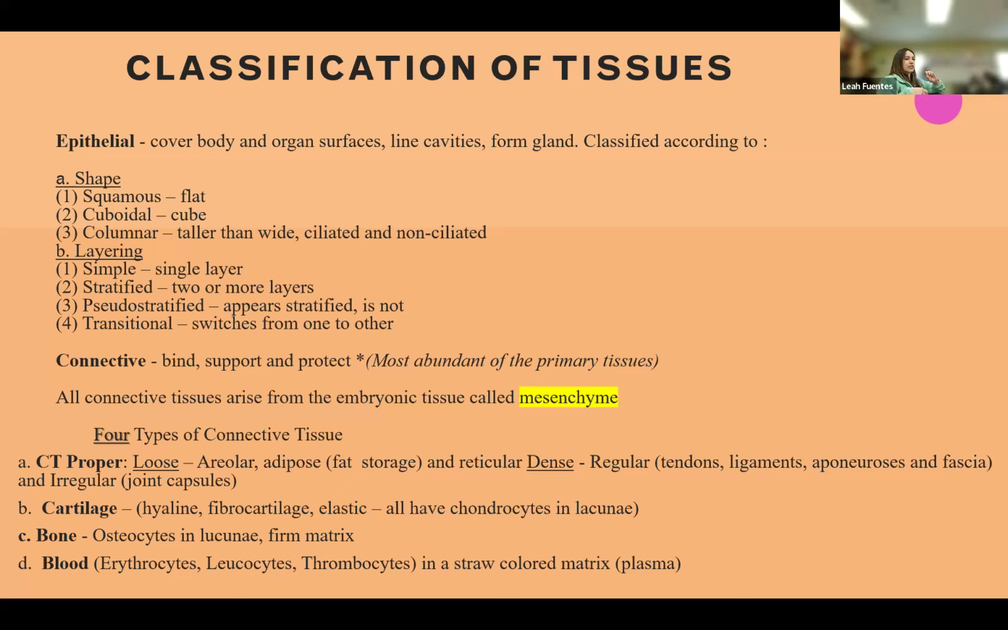So does anybody know where transitional epithelium is usually found? Bladder, good. So our bladder, right, sometimes it gets really, really full and then it'll get really, really empty. So that's where transitional is found.